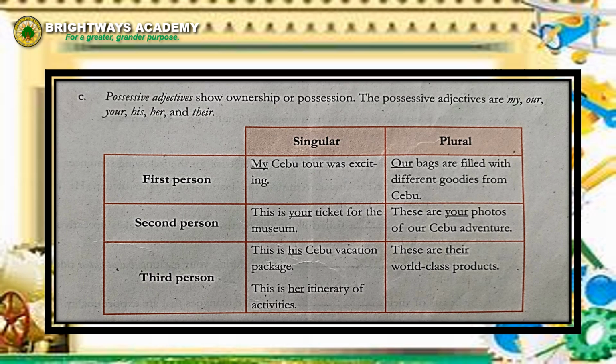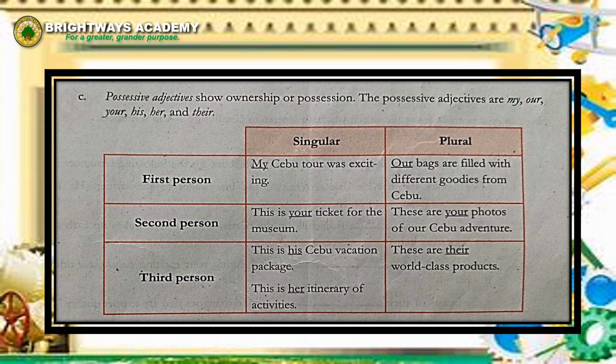Possessive adjectives show ownership or possession. The possessive adjectives are my, our, your, his, her, and their. Okay, so this can be singular or plural. In the first person, my Cebu tour was exciting. So singular, when we say singular, my, isa lang. When it is plural, our bags are filled with different goodies from Cebu.